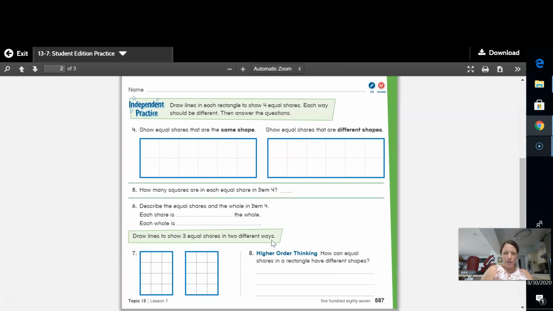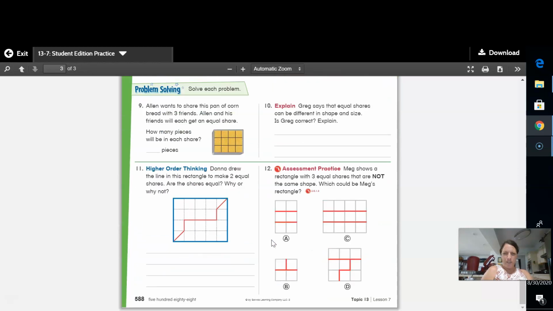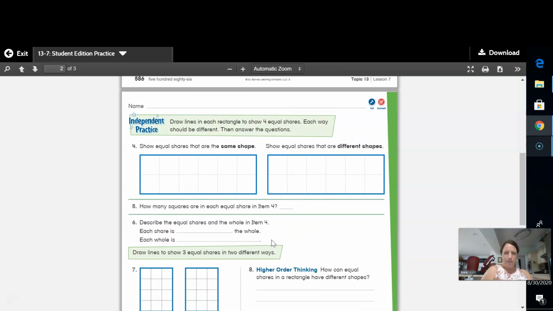Okay, so I want you to work on page 587 and 588 in your math book. See if you can create the equal shares using the small squares. When you are done with this page, you're going to go to the online math, and there are 2 little quick check quizzes for lessons 13.6 and 13.7 there for you to complete.